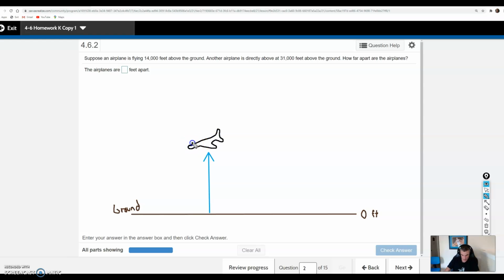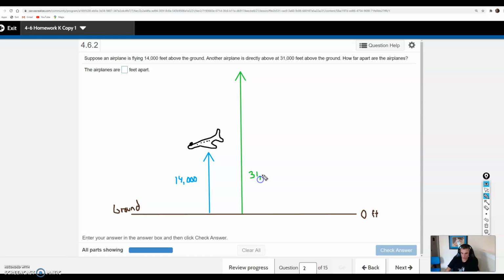There it is. There's the little front of it. And this arrow right here is 14,000. Okay, so this airplane, that's actually pretty low for a commercial airliner. We have another airplane which is flying at 31,000 feet. So it's much higher. So it's going to be somewhere way up here.